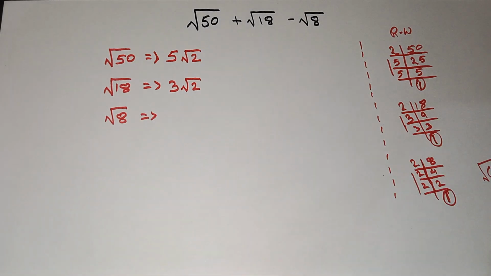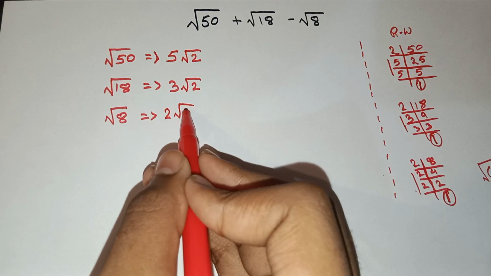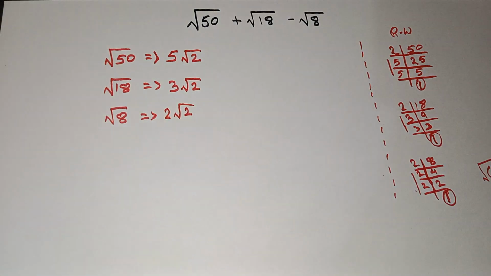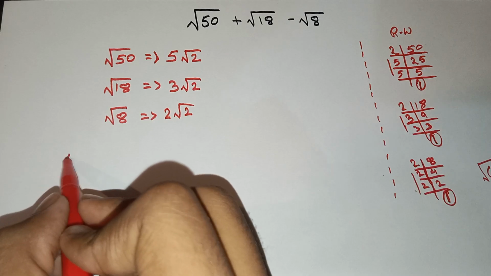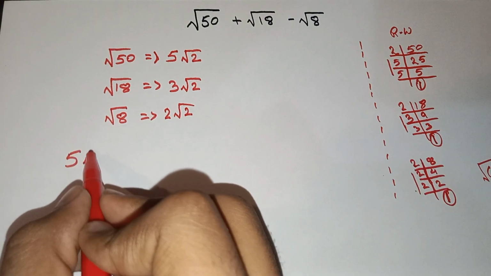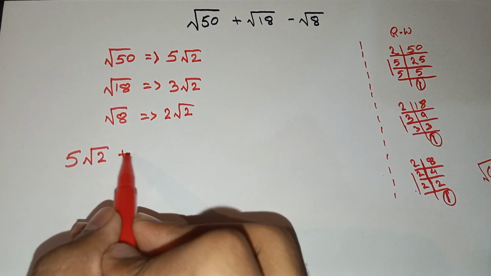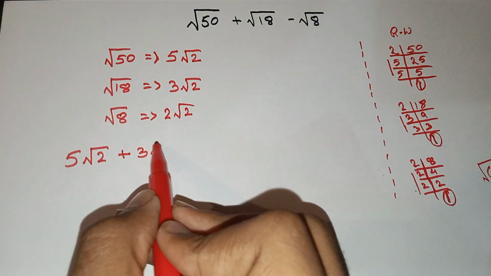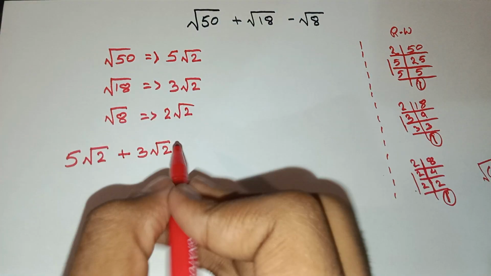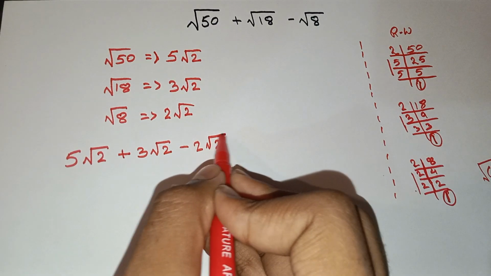So we will make a number twice, so 2 will be the common: 2 square root of 2. Now we will join the like terms. How will we join the like terms? 5 square root of 2. This plus will be written over here as it is. Then 3 square root of 2 minus 2 square root of 2.